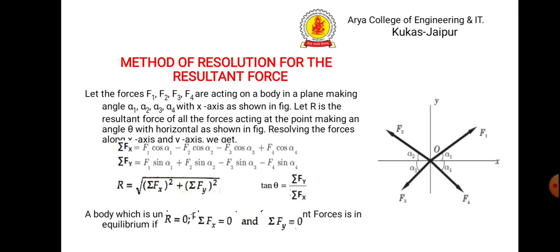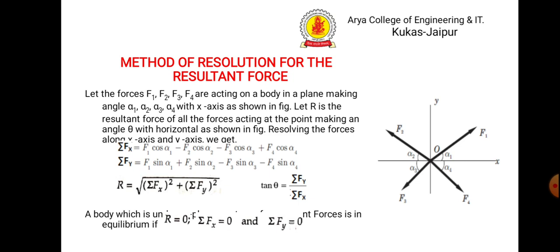So summation Fx, that is the algebraic sum of all horizontal forces. For this, the force towards right will be positive and towards left will be negative. So F1 cos alpha 1 minus F2 cos alpha 2 minus F3 cos alpha 3 plus F4 cos alpha 4. And for the summation of all vertical forces, this will be F1 sin alpha 1 plus F2 sin alpha 2, F3 sin alpha 3 negative because it is downward, and F4 sin alpha 4 negative because it is again downward. So R will be equal to root of summation Fx square plus summation Fy square, and tan theta will be equal to summation Fy upon summation Fx.